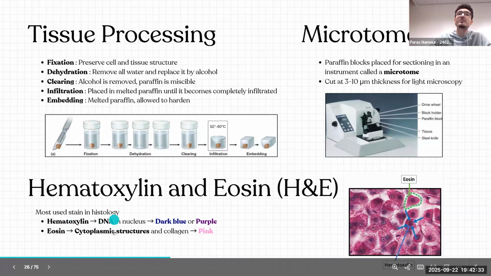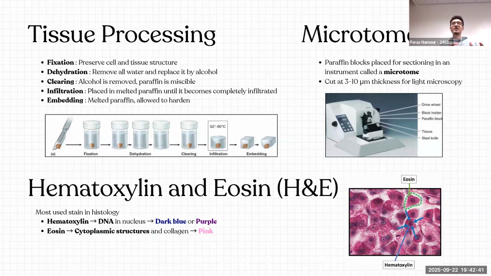Hematoxylin will bind tightly to my DNA. Eosin will bind tightly to my cytoplasmic structures. So I'm going to have two different differentiations, two different colors, like a color pattern. My DNA is going to be stained purple or blue, and my cytoplasmic organelles are going to be stained pinkish.